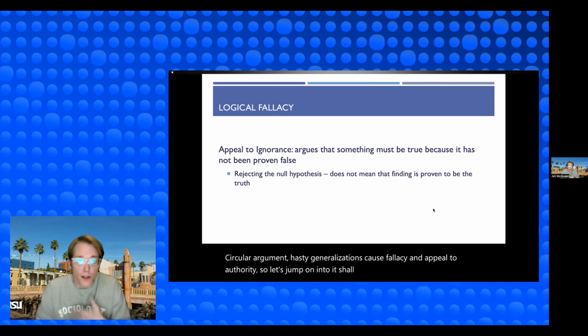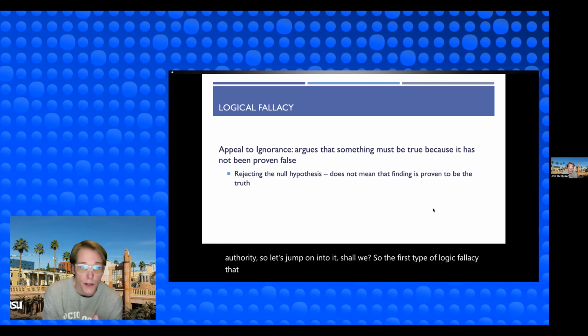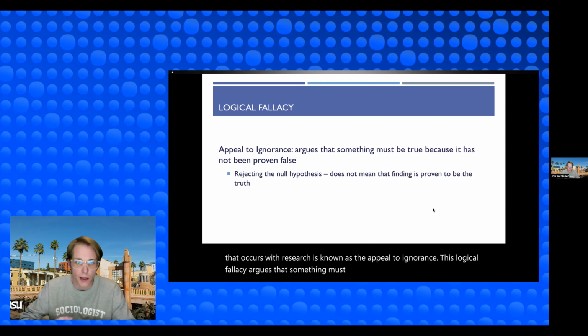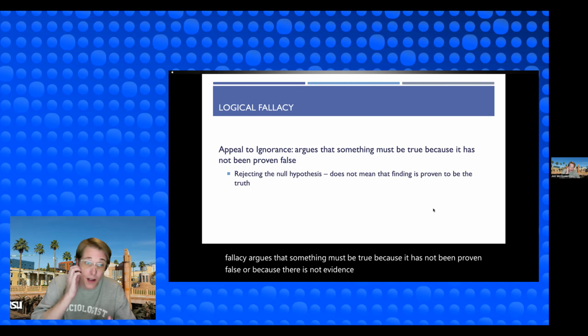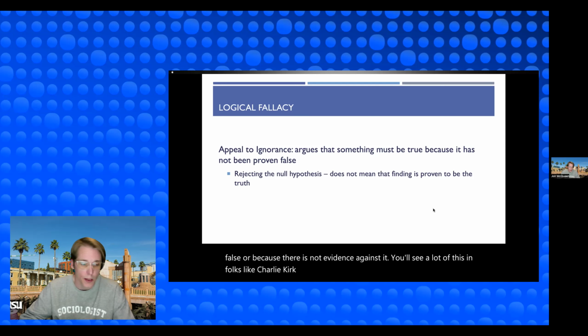The first type of logic fallacy that occurs with research is known as the appeal to ignorance. This logical fallacy argues that something must be true because it has not been proven false, or because there is not evidence against it. You'll see a lot of this in folks like Charlie Kirk and people who go on TikTok and use debating methods. This argument happens with research when we think about whether the hypothesis for the research was supported or not.